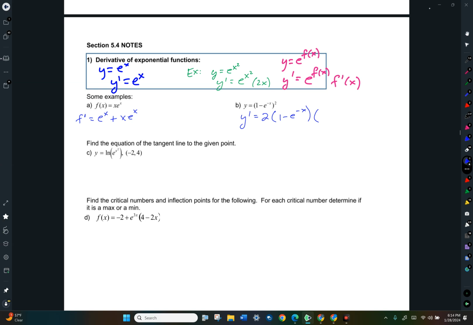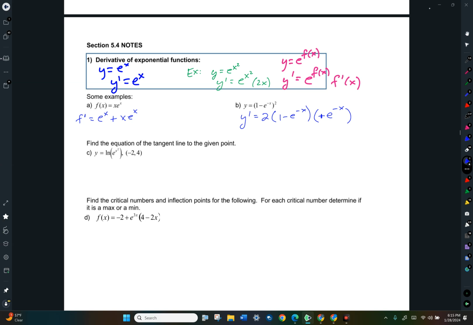Well, the derivative of 1 is nothing. There's my minus sign. The derivative of e to the negative x is itself times the derivative of negative x, so times negative 1. I'll just make that be a positive. So again, if you want to do some distributing or whatever, but that's my chain rule. So you just have to kind of be careful with some of the ways they ask you questions.